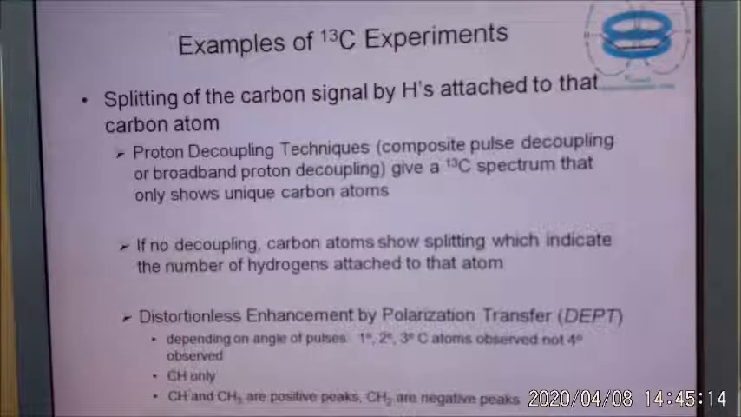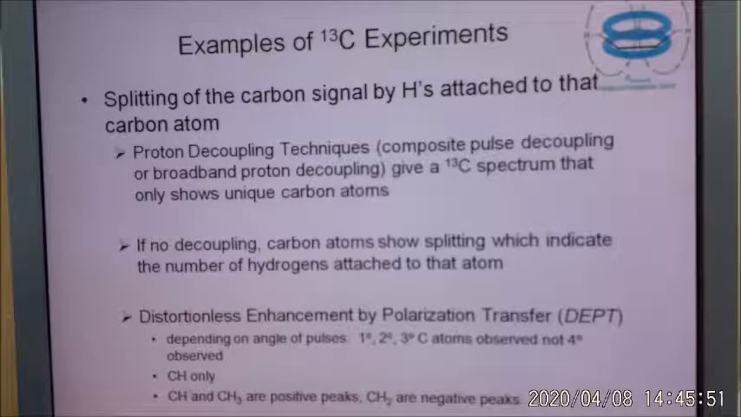So we have different techniques. We have this thing called a proton decoupling technique. What happens is that we scramble the proton signals, so all we see are the carbon signals and they don't get split. So then you can determine the number of unique types of carbon atoms in your molecule. If you don't decouple it and you see the splitting, again, it's an n+1, but it's not an n+1 for the neighbors. It's for how many hydrogens are attached to that carbon. So a CH2 peak will give you a triplet.